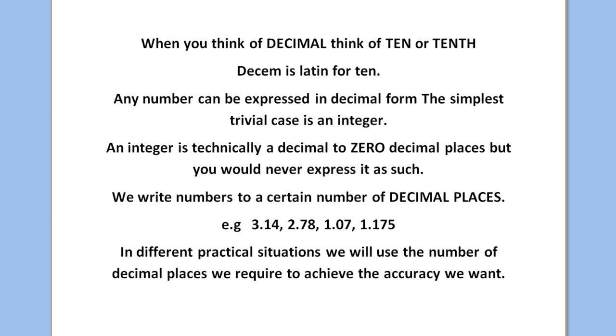We write numbers to a certain number of decimal places. Example: 3.14, 2.78, 1.07, 1.175. The first three numbers are written to 2 decimal places because they have 2 digits after the decimal point, and the last one is 3 decimal places. In different practical situations, we will use the number of decimal places we require to achieve the accuracy we want.